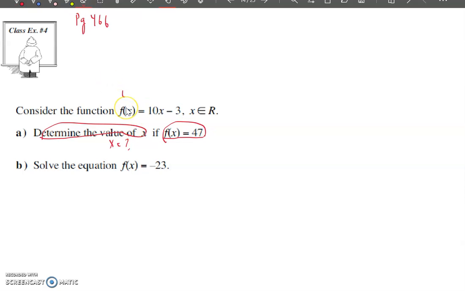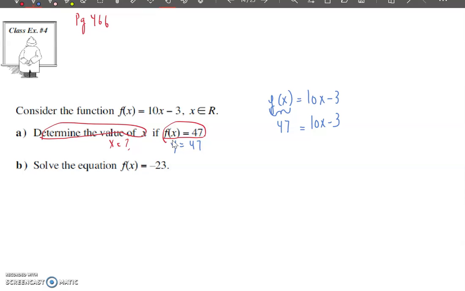Okay, so let me write that here on the side. So the function is f of x is 10x minus 3. They're telling us that f of x, this part here, is 47. So this is, remember, another way of them telling us what y is. So y is 47, and they want us to find what x is. So this is a second way of question they can give us.